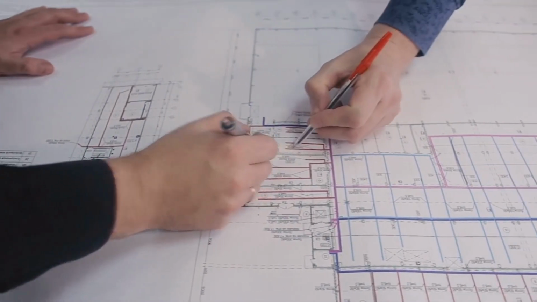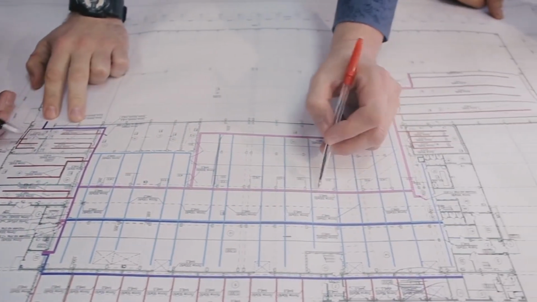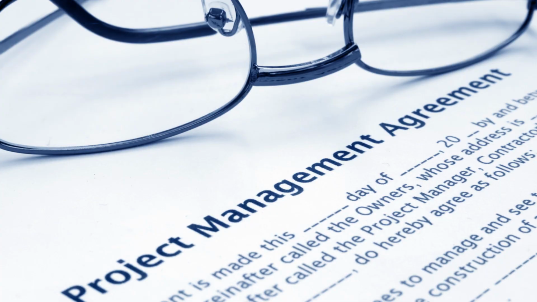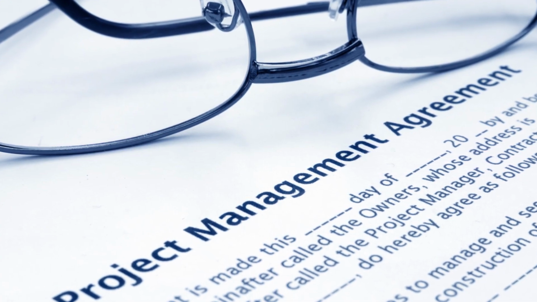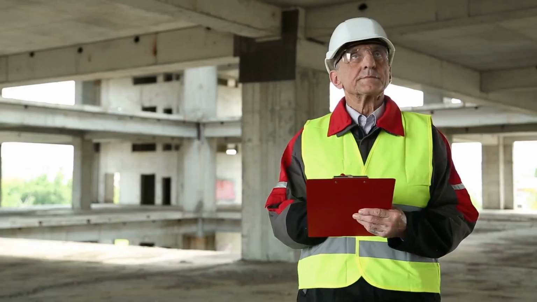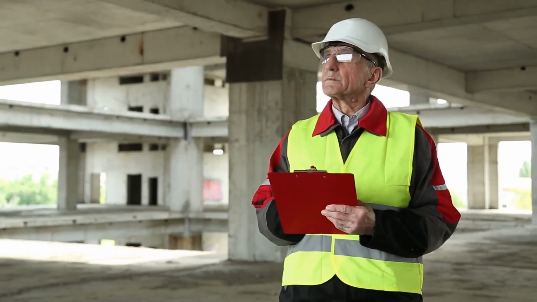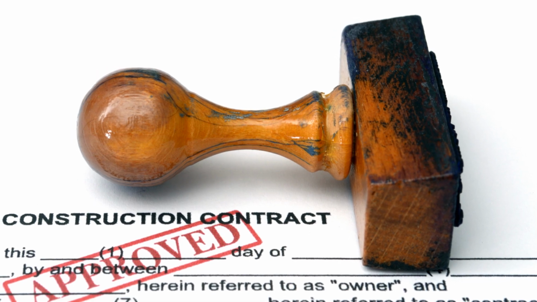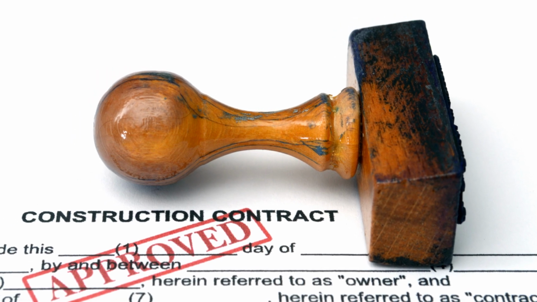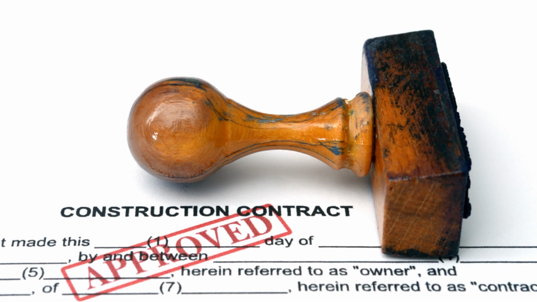Third, EJCDC E500, the agreement between owner and engineer for professional services. It defines the engineer's scope, authority, and limitations during construction. It specifies site visit frequency, shop drawing review, and authority to reject non-conforming work. Together, E500 sets the engineer's role, C520 engages the contractor, and C700 governs operations.